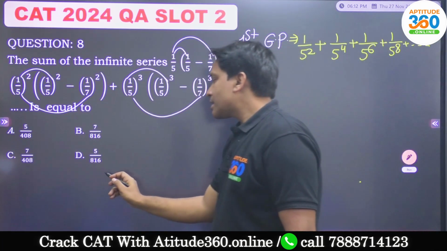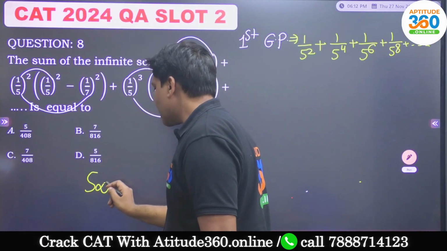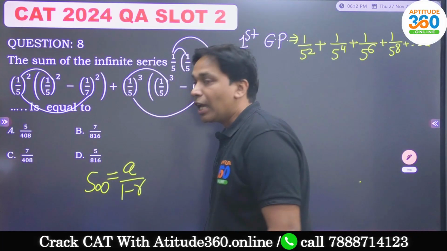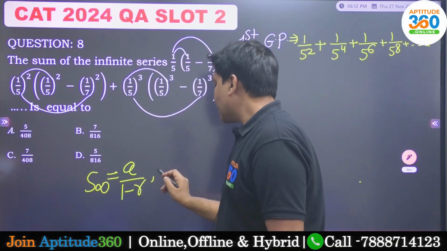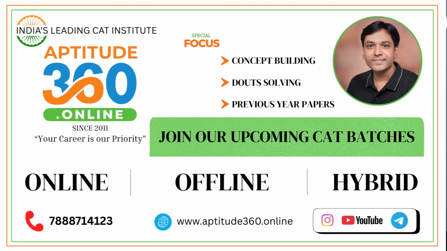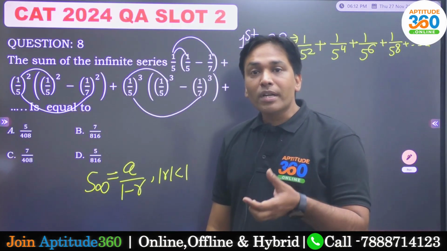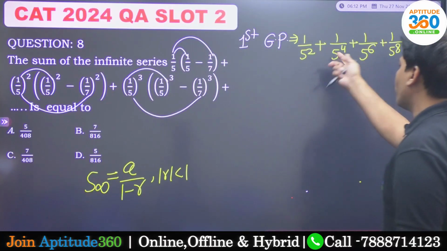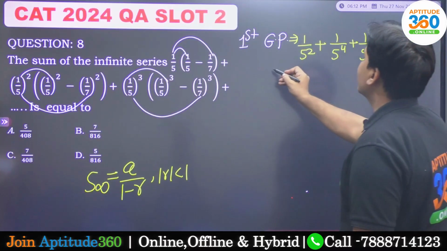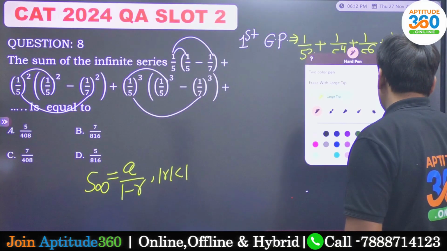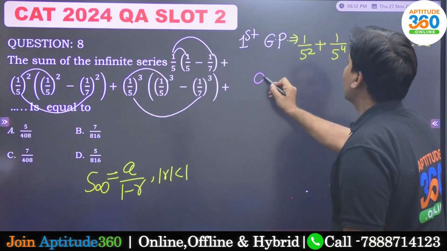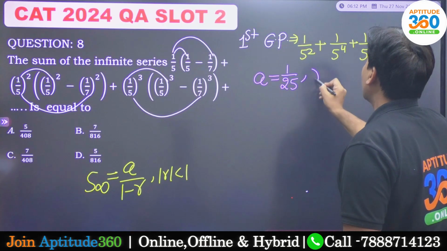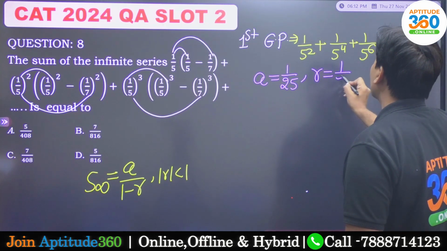And what is the sum of infinite terms of a given geometric progression? It is a over 1 minus r, provided mod r is less than 1. So the common ratio should be less than 1, only then it is possible. In our case, obviously it is less than 1. So in our case, a is 1 by 25 and the common ratio is also 1 by 25.